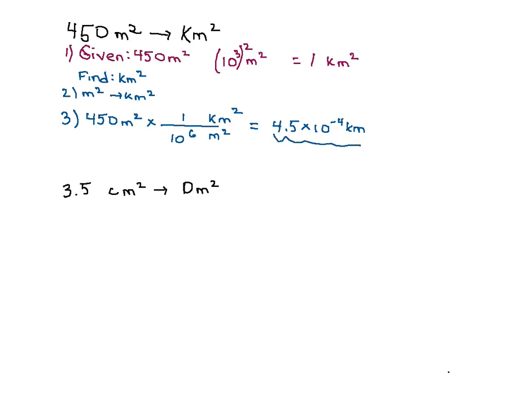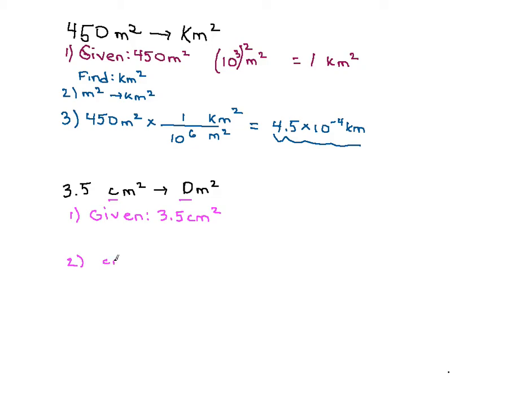All right, next problem. Notice you've got 2 prefixes here, so this is going to be a 2-step problem. It's fine. You can do it. You're given 3.5 centimeters squared. So I want to go from centimeters squared. I need to get to my base unit first, which is meters squared. And then I'm going to go from meters squared to decameters squared. And I'll skip down and put that for step 2.